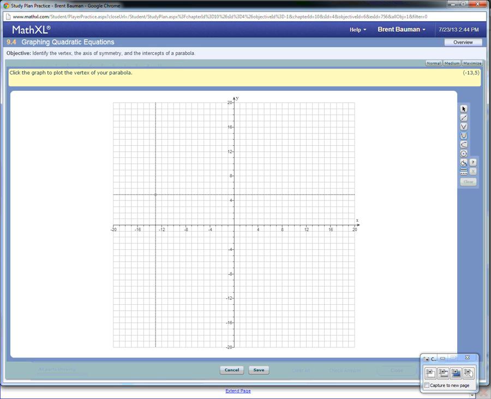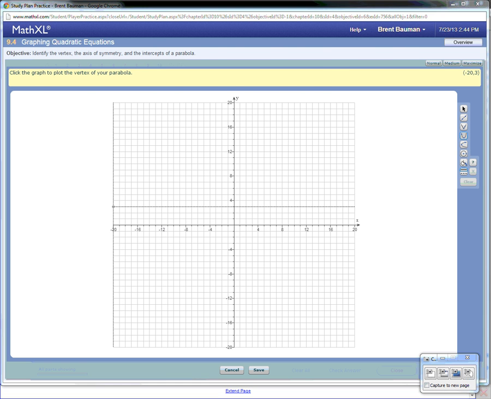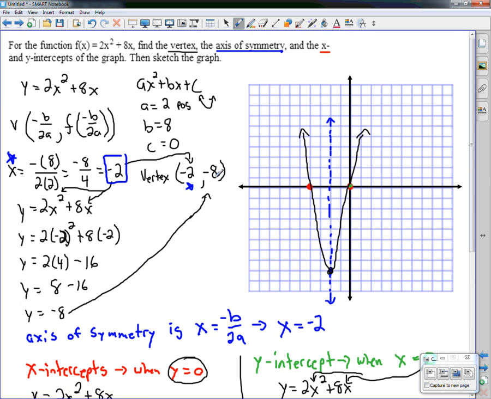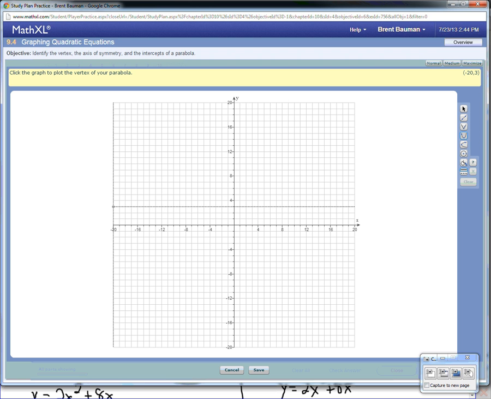The first point that I'm going to graph is my vertex. So notice that up here in the top left it's saying click the graph to plot the vertex of your parabola. So we'll go back to our work, and we found the vertex -2, -8. So that's the point we want to graph. So -2, -8.